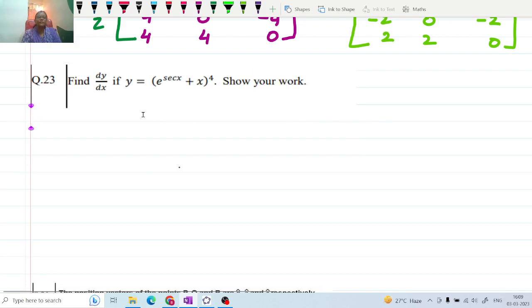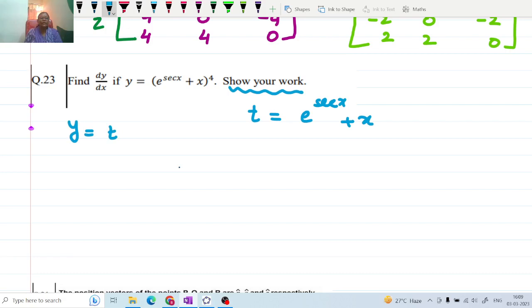It's a very simple expression, a direct expression. So either you explain it very clearly, that is, since "show your work" is mentioned here and it's a 2-mark question, it is better you show the substitution, that is t is equal to e to the index sec x plus x. Therefore, what will y be equal to?